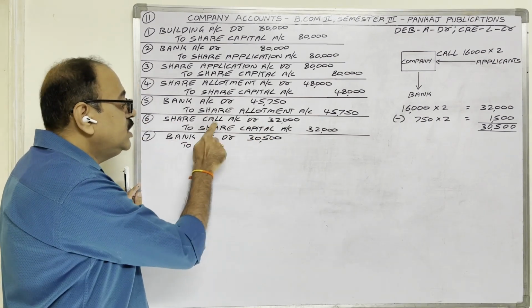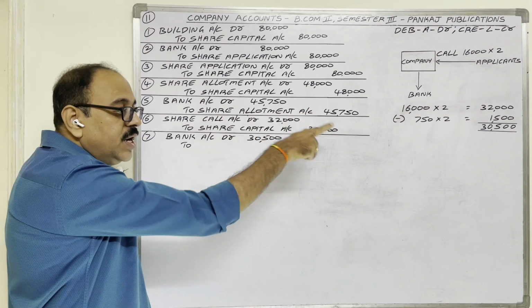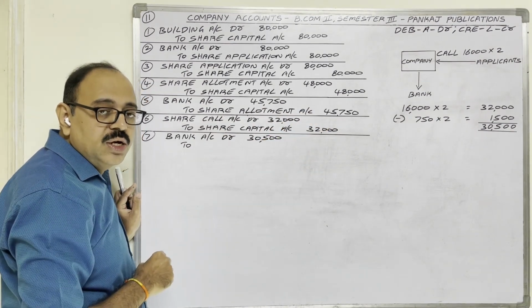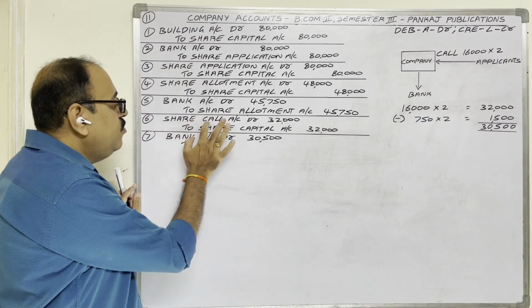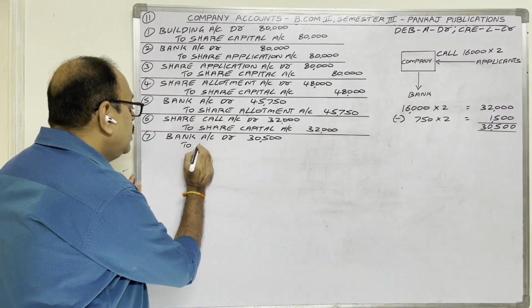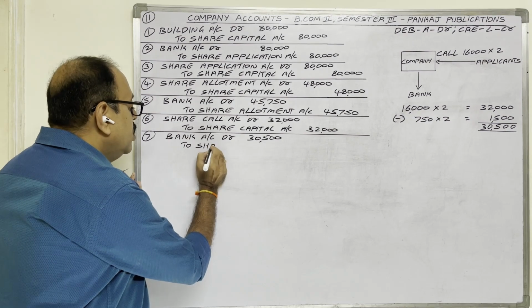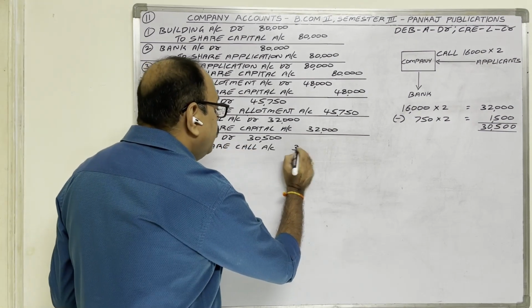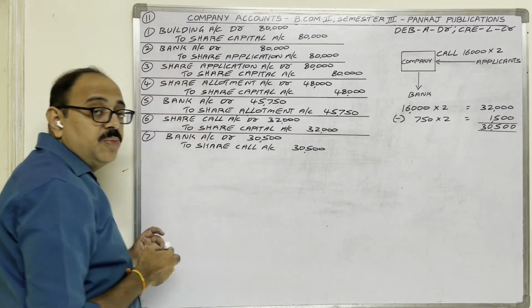Therefore, we have debited share call account. Now they paid 30,500. For 30,500, applicants are not debtors. We have to cancel. By debiting, we have created. If you want to cancel, you have to credit. Therefore, to share call account. Amount same 30,500.